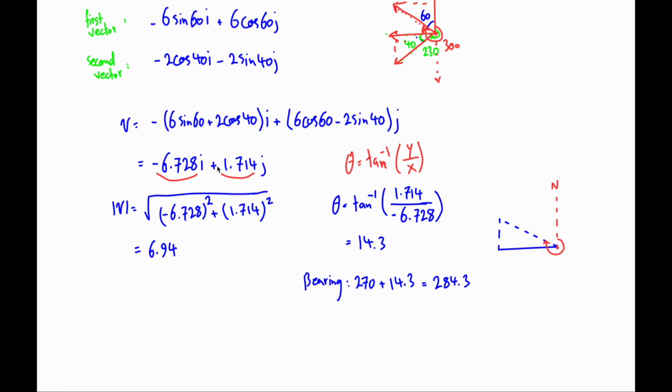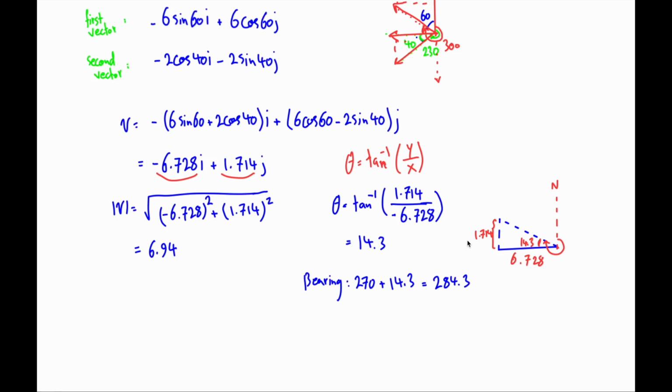Now, for finding the angle, when you want to use this formula, the arctan of y over x, which is basically the coefficient of j over the coefficient of i, you need to know where you are. If you look at the vector v, I already know that I'm in the fourth quadrant because i is negative and j is positive. So I want to find this angle. You can just take j to be 1.714 while the i is 6.728. Once you use the calculator, you get the value of 14.3, and make sure it's in degrees and not radians.